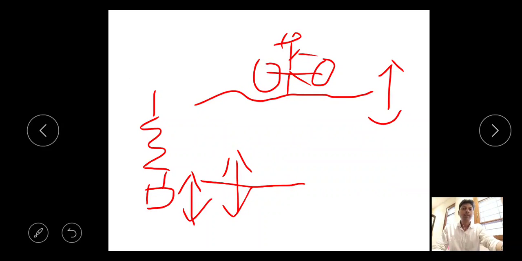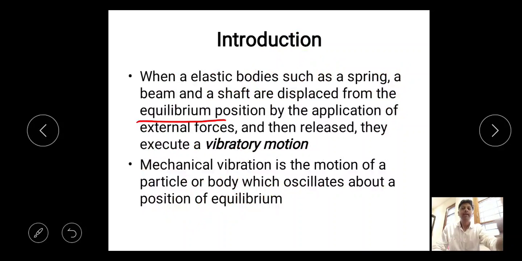So you are moving. If you consider this as an equilibrium position, from the equilibrium position, this up and down motion or to and fro motion, by the application of an external force, is called a vibratory motion. You might have studied, you might have seen many examples.